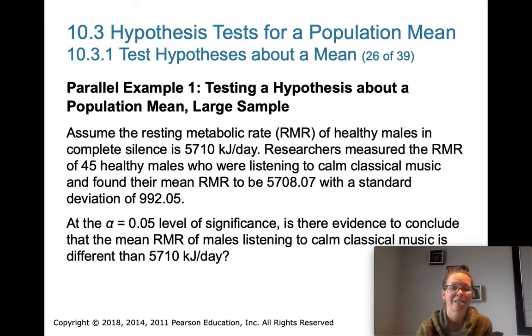We're going to assume that the resting metabolic rate for healthy males in complete silence is 5710 kilojoules per day. So some researchers measured this on 45 healthy males who were listening to calm classical music and found their mean to be 5708 with a standard deviation of 992.05. At the alpha 0.05 level, is there evidence to conclude that the mean RMR of males listening to calm classical music is different than 5710?